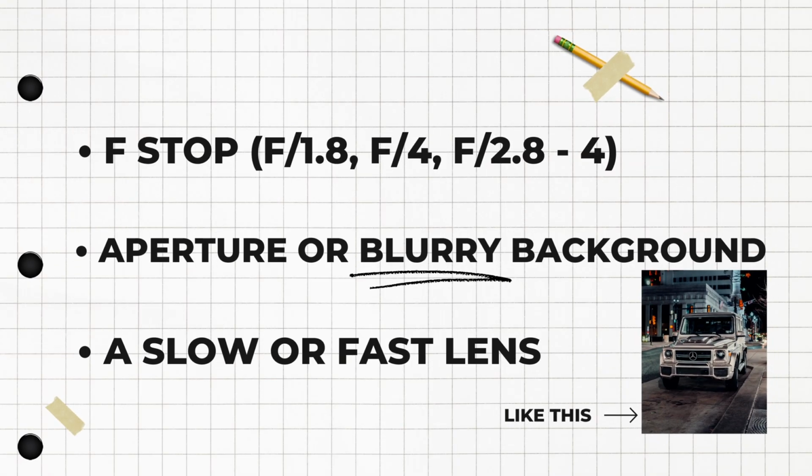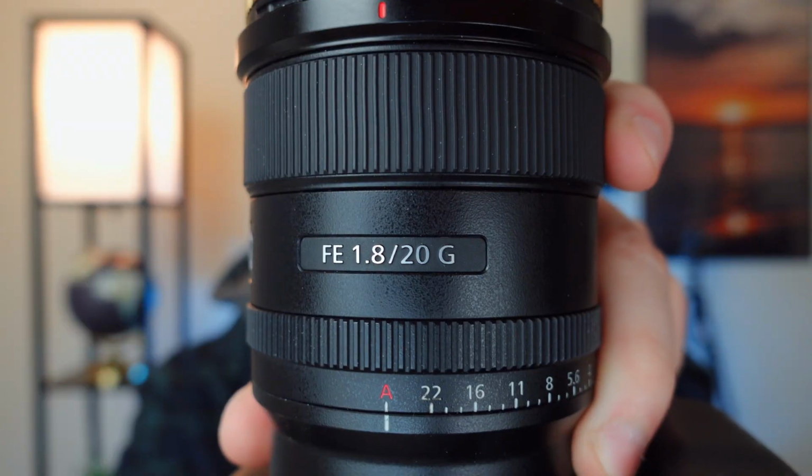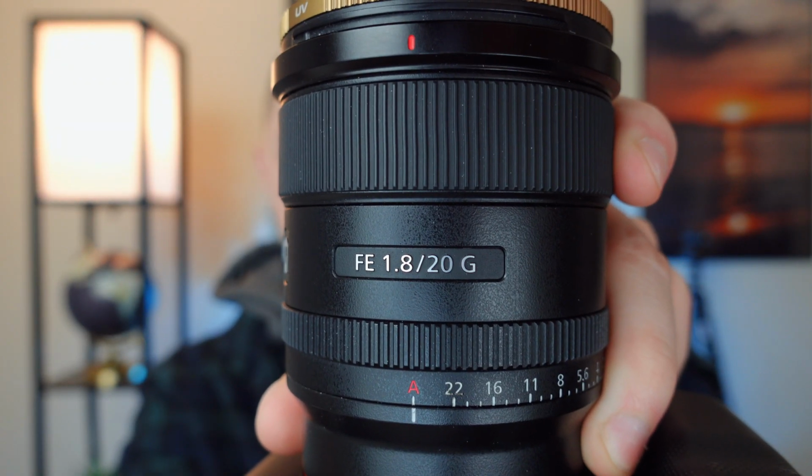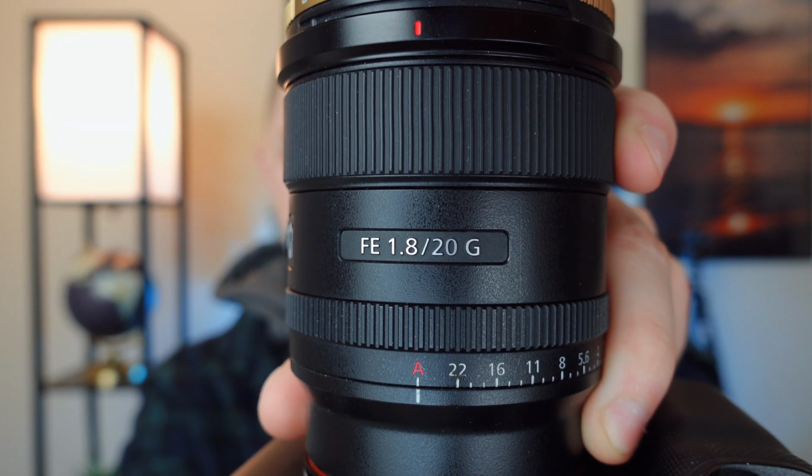Let's talk about aperture. You might hear aperture referred to as a couple different things. Some people refer to aperture as an f-stop, or how slow or fast a lens is. All that is just talking about the same thing. So for example, on this 20mm lens I have in front of me, my f-stop, or my fast aperture, is f/1.8.